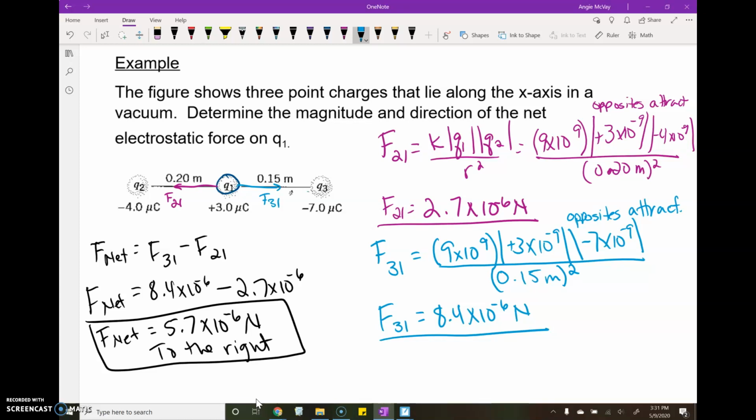So what we need to do is find the forces exerted between Q1 and Q2, and then the forces exerted between Q3 and Q1, and then find the difference. That's what we did, and you can pause this to take a look at my work here. I noticed that the force acting between Q3 and Q1 was bigger, so we take that and subtract the force between Q1 and Q2, and we get a net force of 5.7 times 10 to the negative 6 newtons to the right.